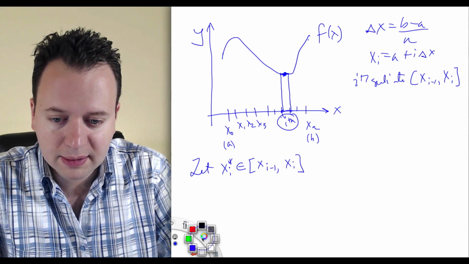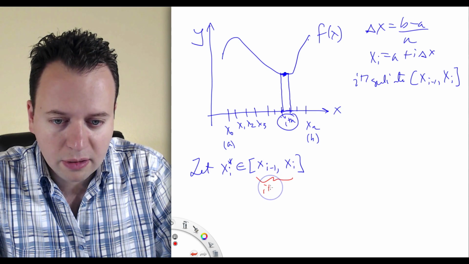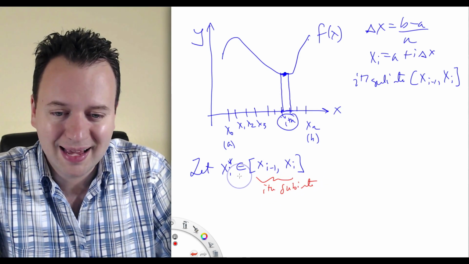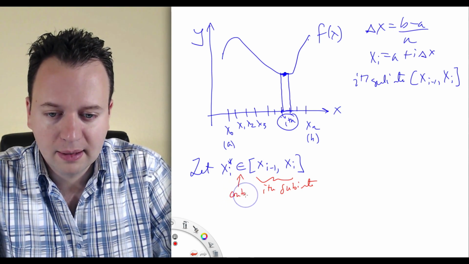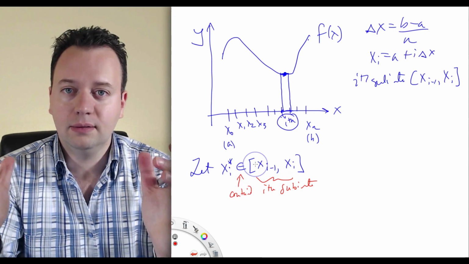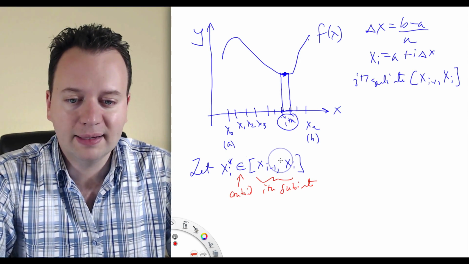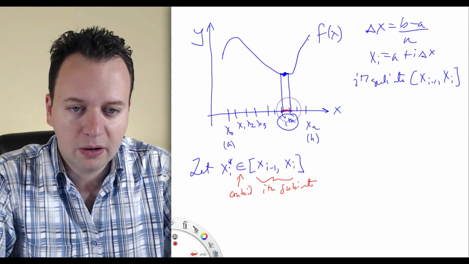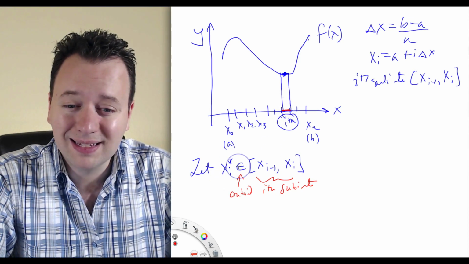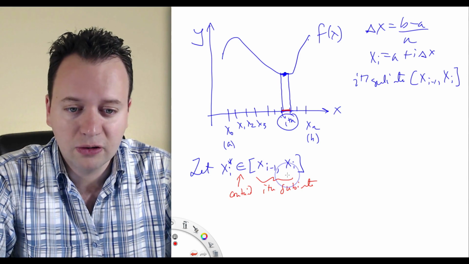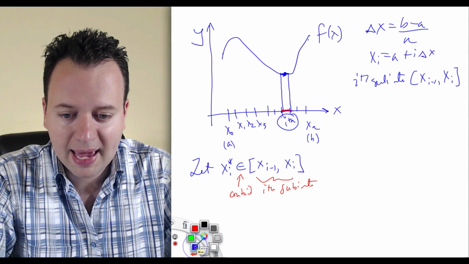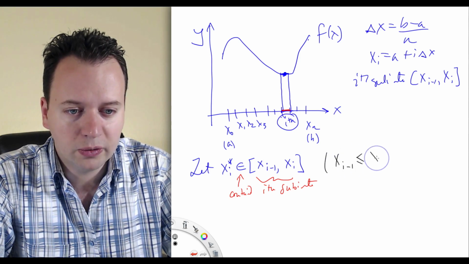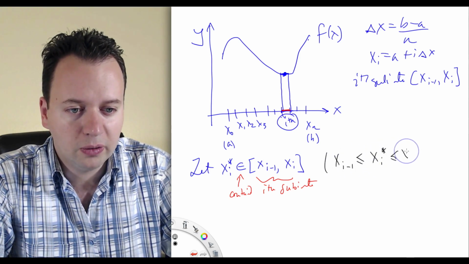So remember, this is our ith subinterval. This symbol here, it looks like an E, it's not an E, means contained in. So the interval is expressed by the square brackets. It's the interval from x sub i minus 1 to x sub i. So it's this interval right here. And then x sub i star is some element in this interval. In other words, this is the same as saying that x sub i minus 1 is less than or equal to x sub i star is less than or equal to x sub i.